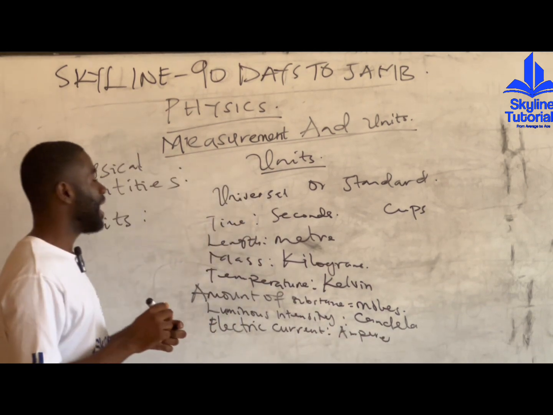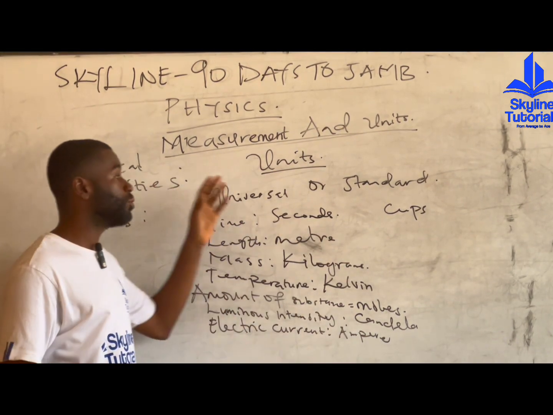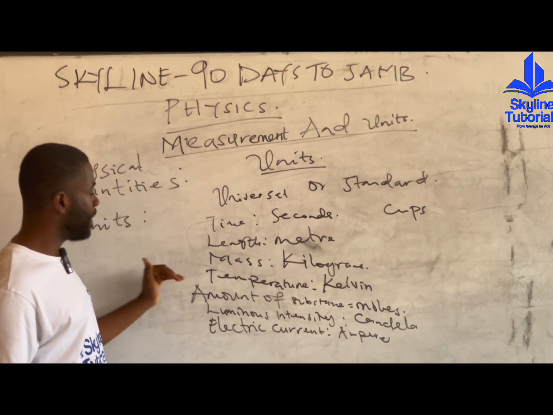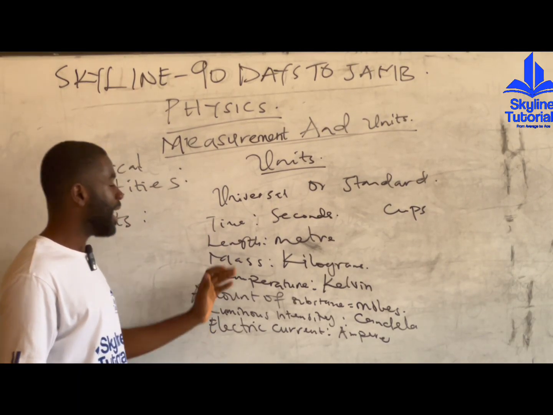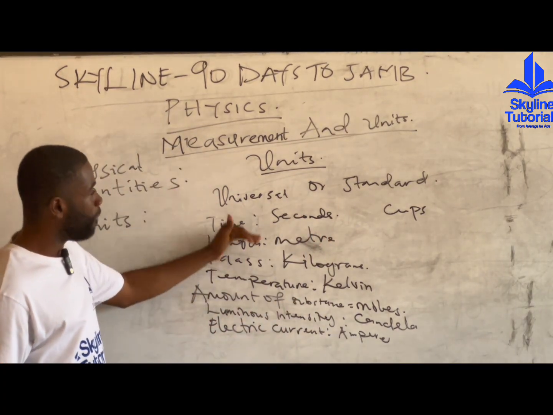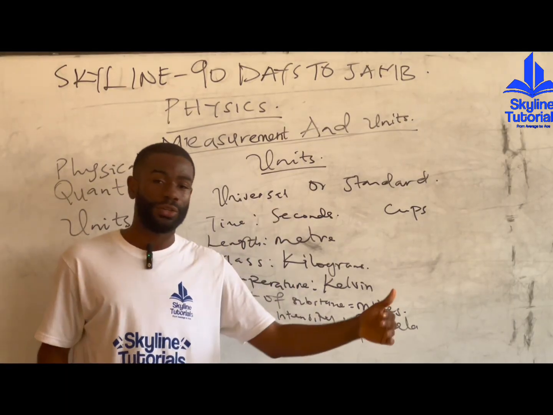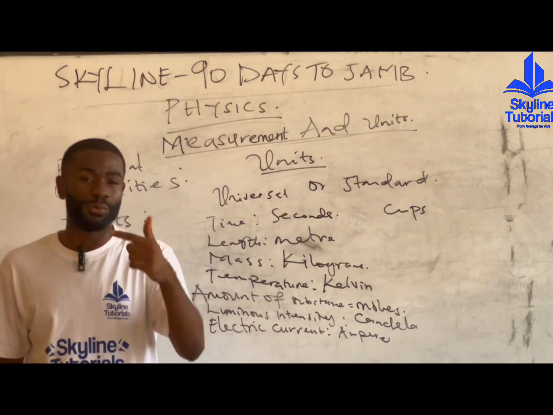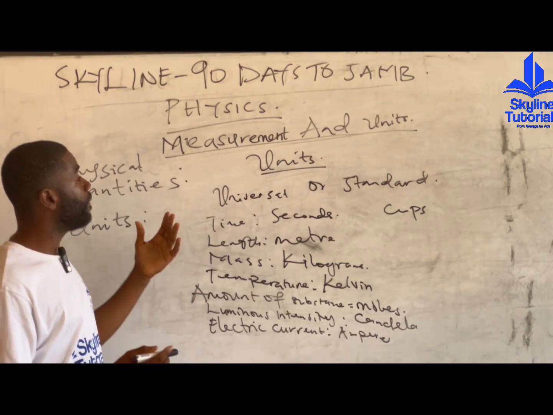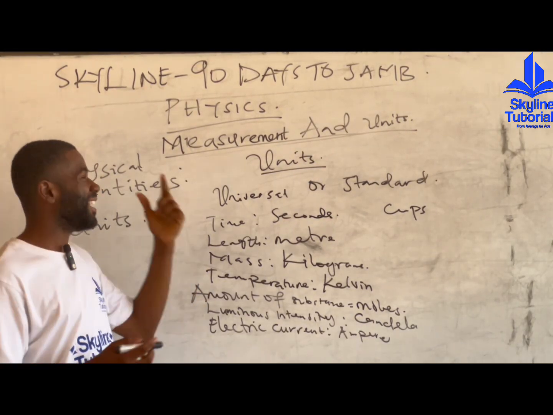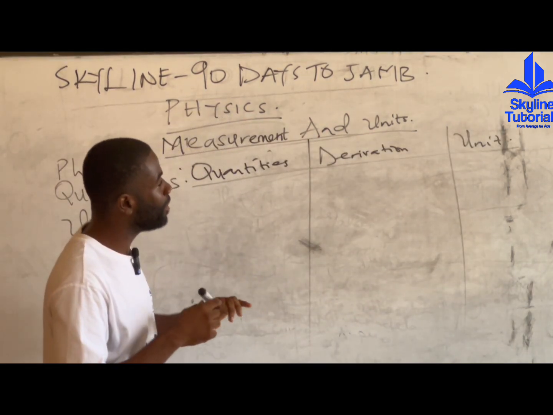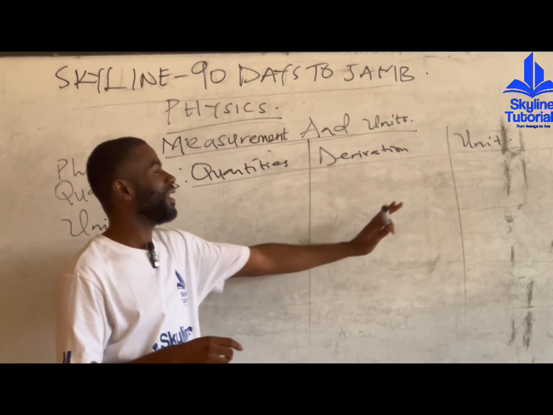So these basically are all of the fundamental quantities that you ought to know as regarding your JAMB physics. So we have time, length, mass, temperature, amount of substance, luminous intensity, and electric current. And these are the respective units. So that is it for fundamental quantities and fundamental units. The next we'll dive into is the table that represents the majority of the derived quantities, their derivation, and the units. Okay, so let's list out the most common quantities that are derived, their derivation, and the units.